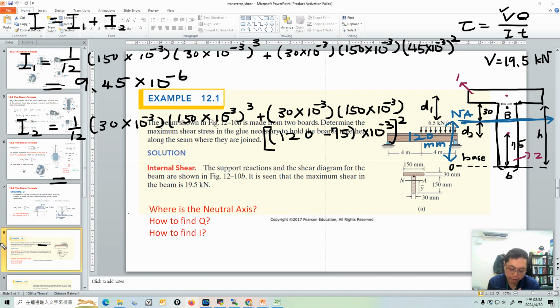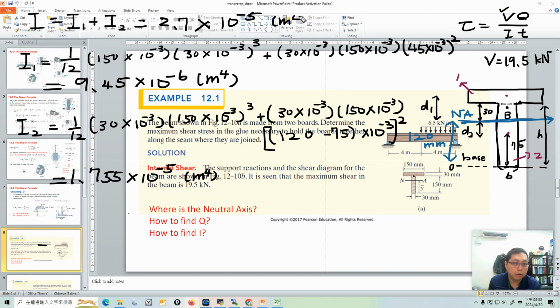So what's the value here? Use your calculator, I don't want to show the detail again. So it's 1.755 times 10 to the power minus 5 meters to the fourth power. So what's the moment of inertia of this cross-section area? You have to add these two together. Added together, it's about 2.7 times 10 to the power minus 5 meters to the fourth. So be careful. We solved the I.